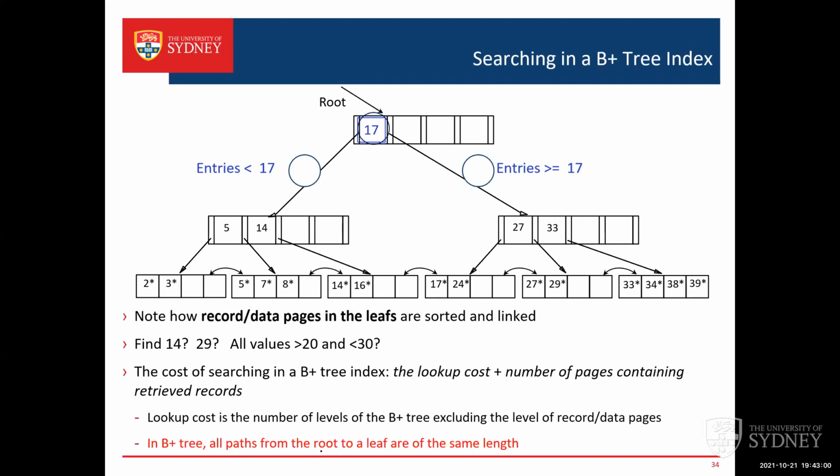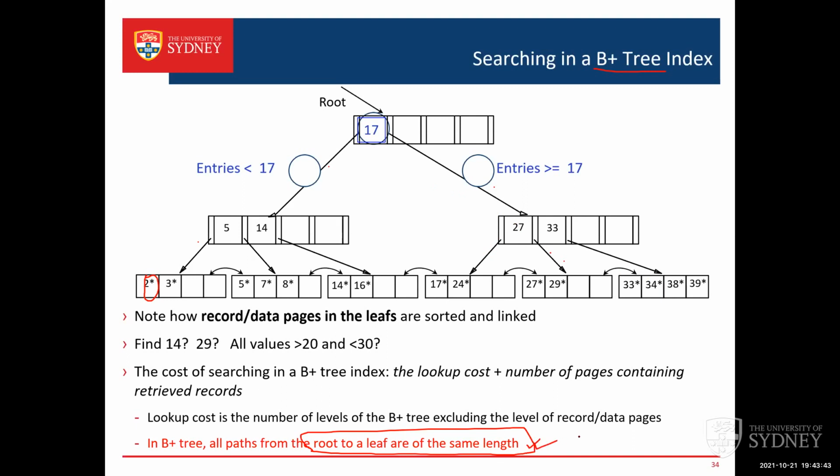Remember this thing: all the paths from root to leaf node are of the same length. So whatever data you are looking for, the length from root to the leaf is always the same in a B plus tree. That is the property of a B plus tree. So even if you are looking for 2, you need 2 comparisons. Even if you are looking for, let's say, 29, 2 comparisons. In whichever way you go from root to the leaf, there will be a maximum of 2 comparisons. So the length is always the same.